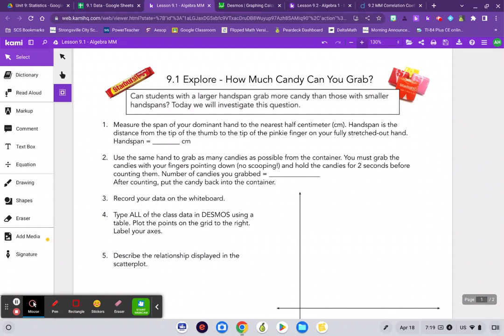It was like a claw machine. You hold the candies for 2 seconds before counting them, and then they recorded the number of candies that they grabbed. After counting, they put the candy back in the container, and then their group member did the same thing.